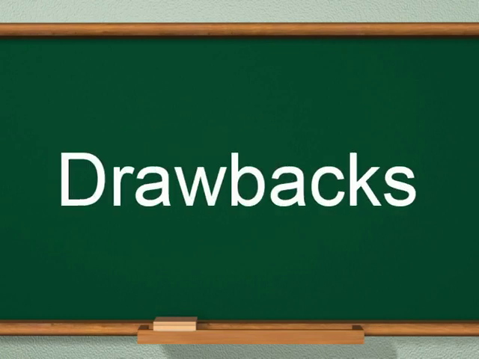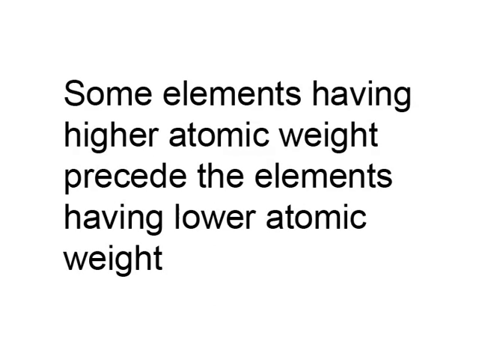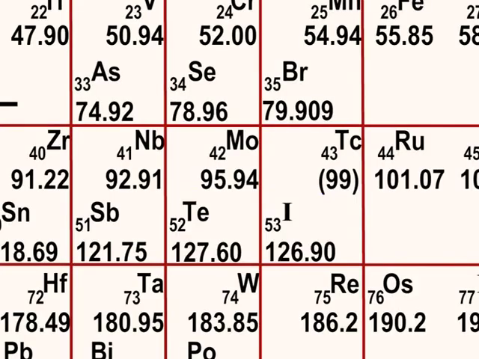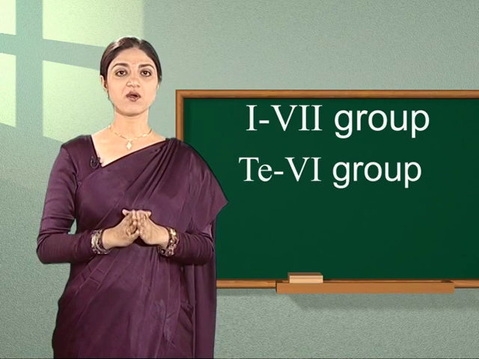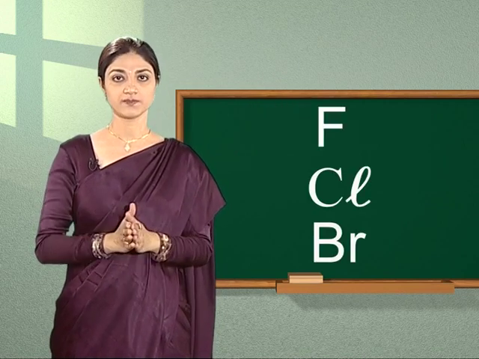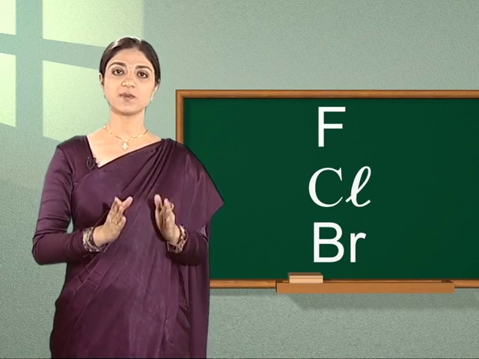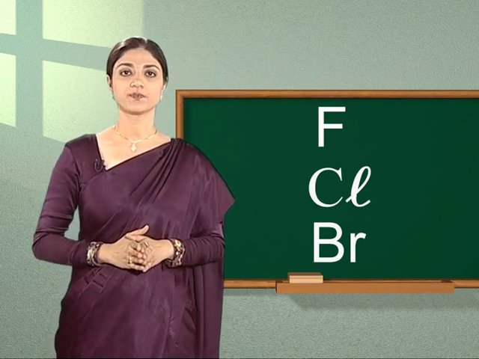Drawbacks. Anomalous pairs of elements. Some elements having higher atomic weight precede the elements having lower atomic weight. For example, iodine having lower atomic weight than tellurium was placed in 7th group. It was so because of its resemblance with fluorine, chlorine, bromine. That's why it was placed in 7th group.